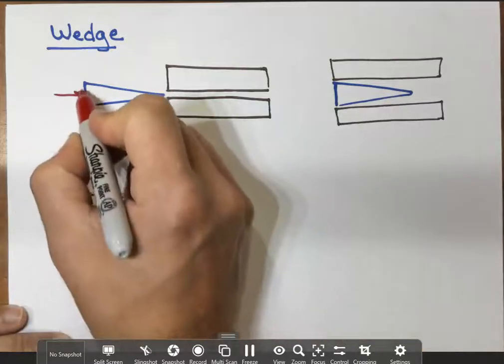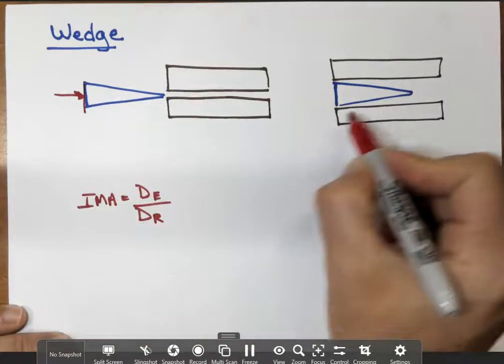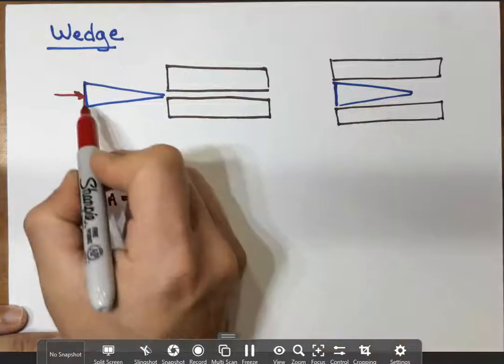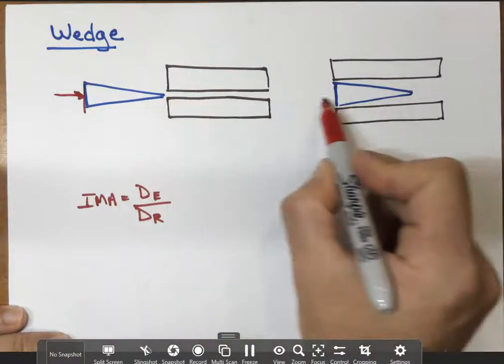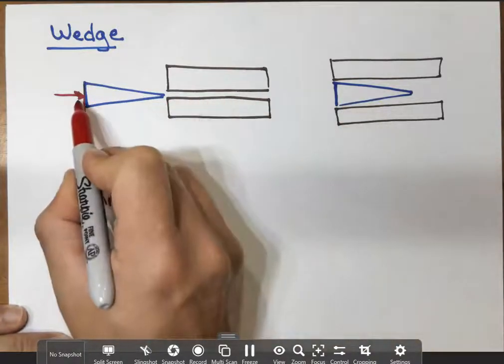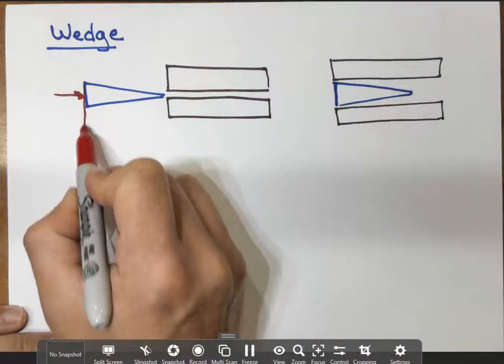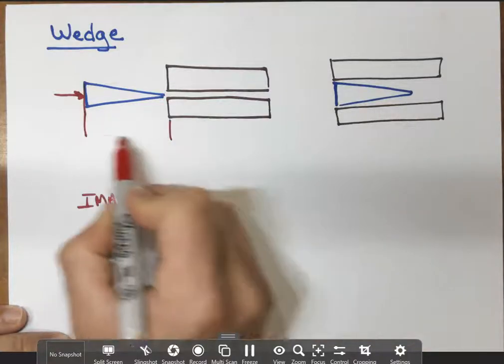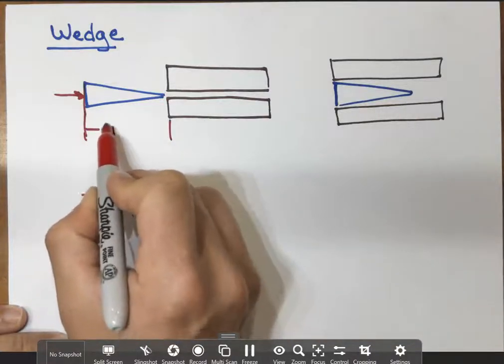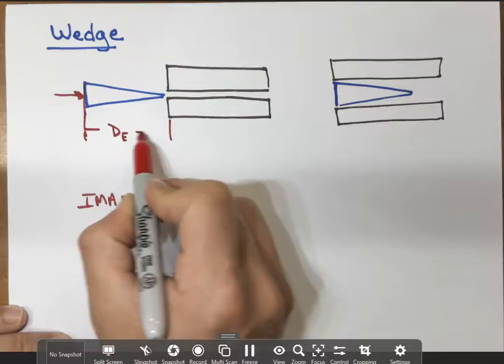And so we're starting right here. But in the end, this is where we'd like to end up. We would like to drive this wedge between two objects to get it to separate these. So if we start from back here and we end over here, this distance right here would represent the distance traveled of the effort.